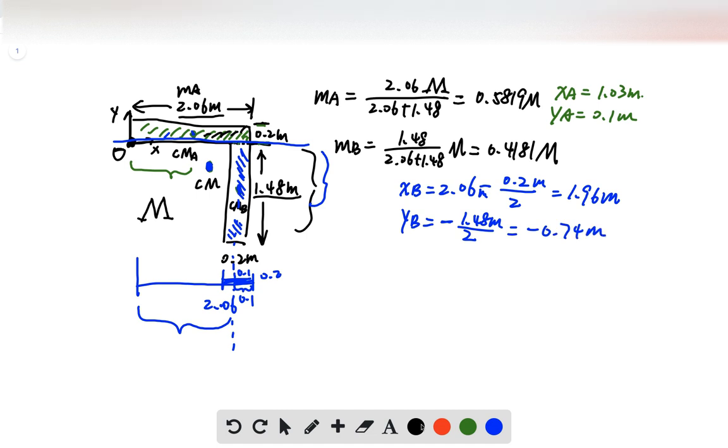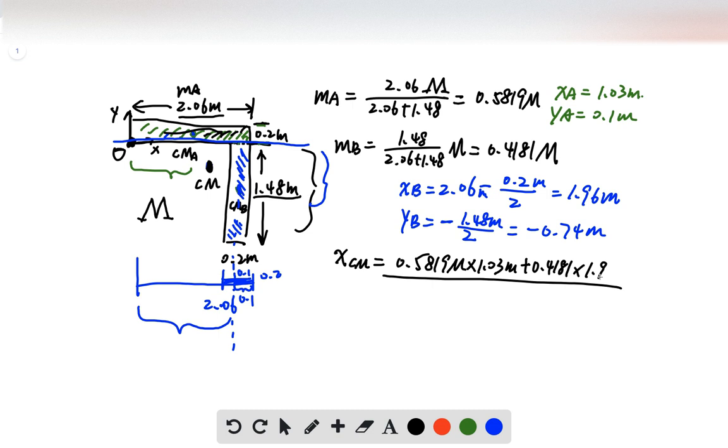And to find the ultimate center of mass, we just find the center of mass of CMA and CMB. So we have the x-coordinate equals 0.5819 big M times 1.03 meter. That's the contribution of this horizontal leg. And then for the vertical leg, we have 0.4181 times 1.96 meter, also times big M. And then we have big M as denominator to cancel the big M in the numerator. This gives us 1.42 meter.